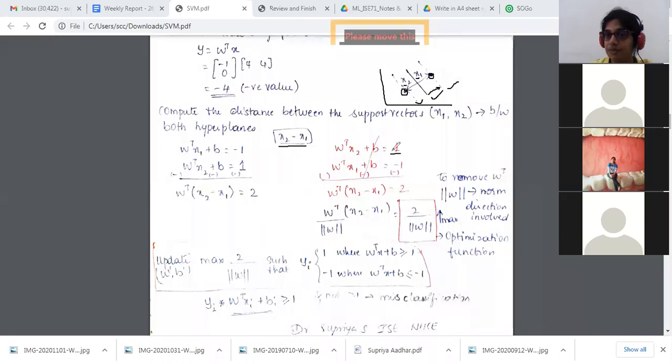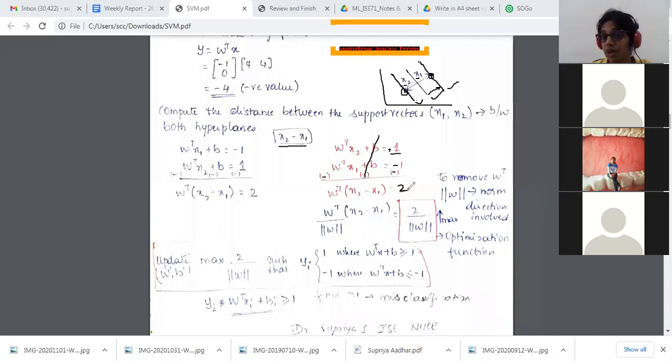It's below the hyperplane, so it's positive. Since this is our hyperplane, for x2 it's going to be plus 1, and for x1 it's above the plane, so it's going to be minus 1, and I have to subtract it. When I subtract, I'll have all three minus signs, so this will get cancelled. So this becomes W transpose, taking the common factor, x2 minus x1. Since it's a plus here, and a minus and a minus here, minus and minus will become plus, so it's going to be 2.